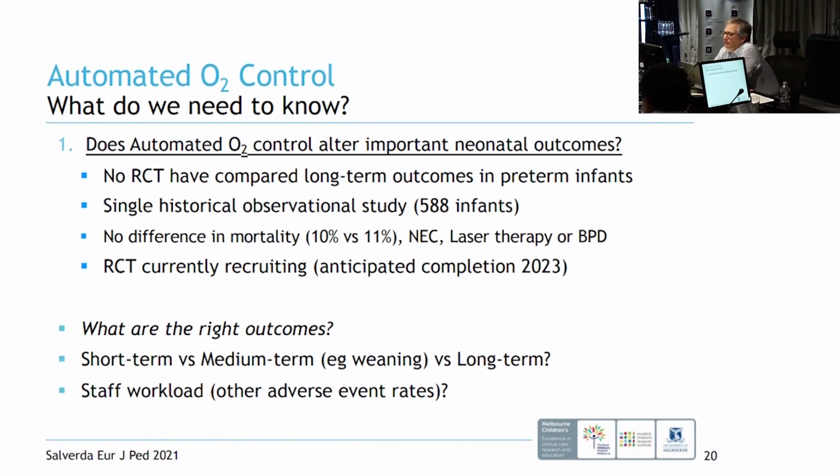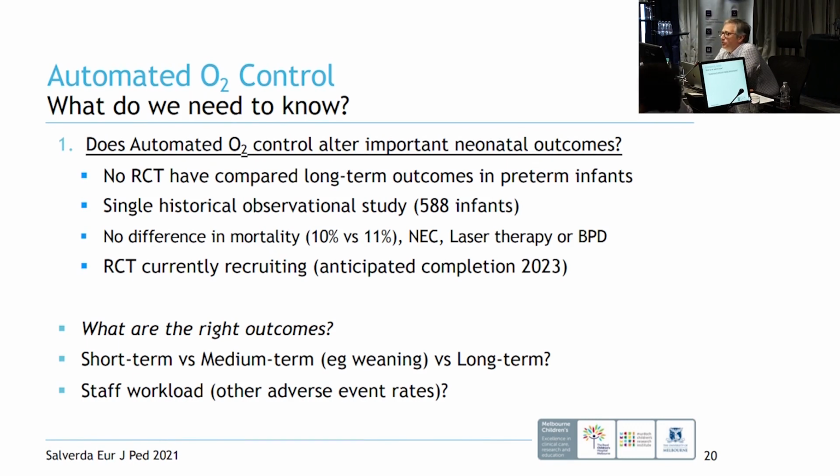But we should be critical, because all of these trials are talking about the percentage of time your saturations are normal. And is that a meaningful outcome measure? So it's a meaningful outcome measure if you're a saturation monitor. But is it a meaningful outcome measure for a baby? And the answer is we probably don't know, right?